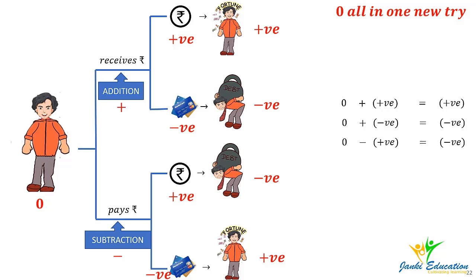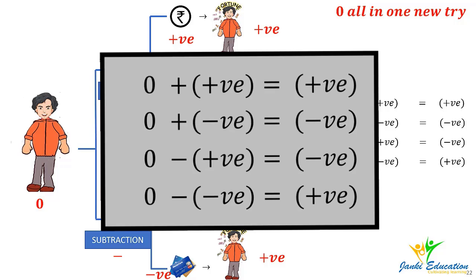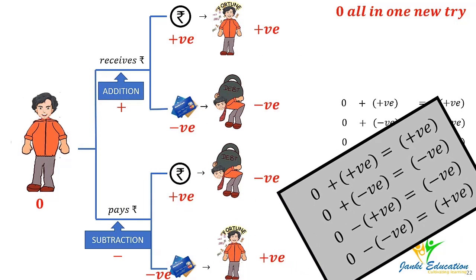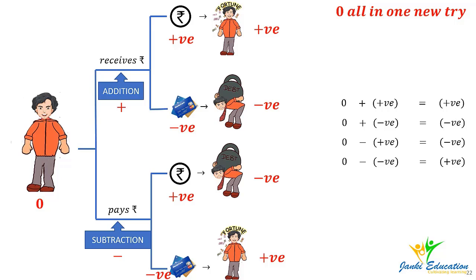Are you clear? So here, present this thing in a mathematical way: 0 minus negative is equal to positive. You have to remember these 4 formulas. It's so easy. Operation of positive and negative integer with 0. This is the thing we have learned. Clear?